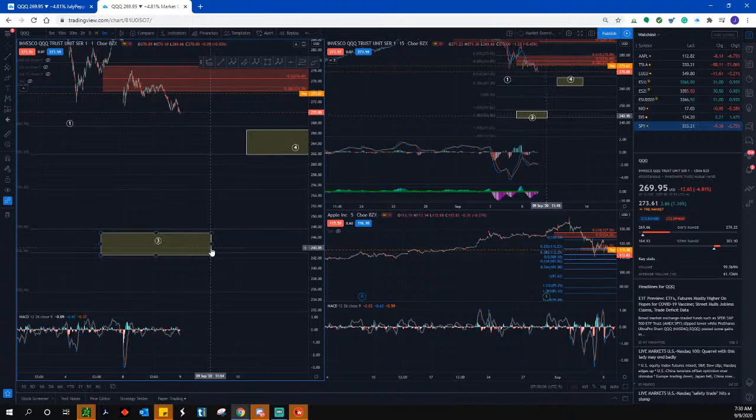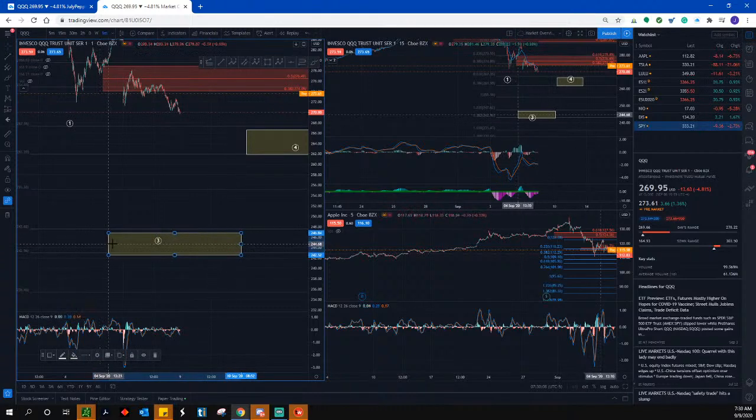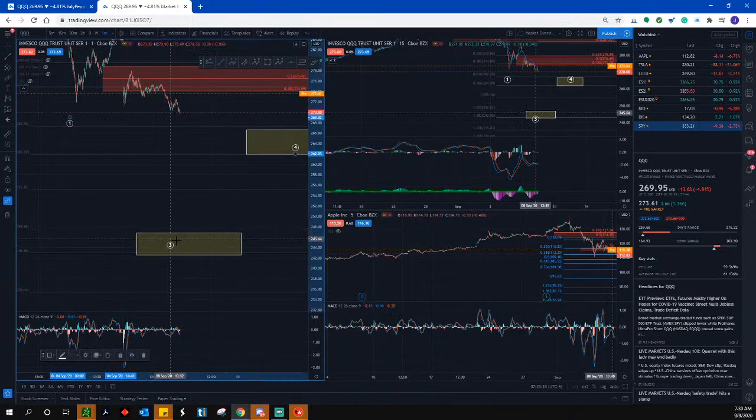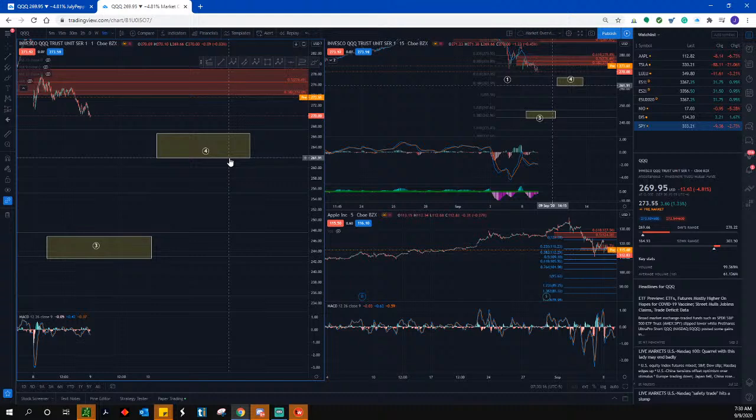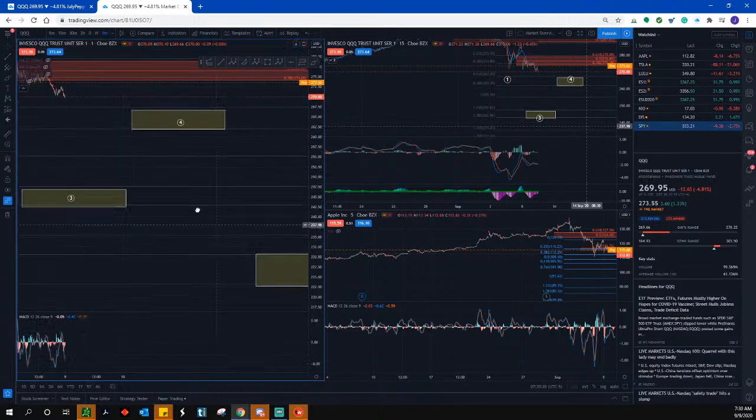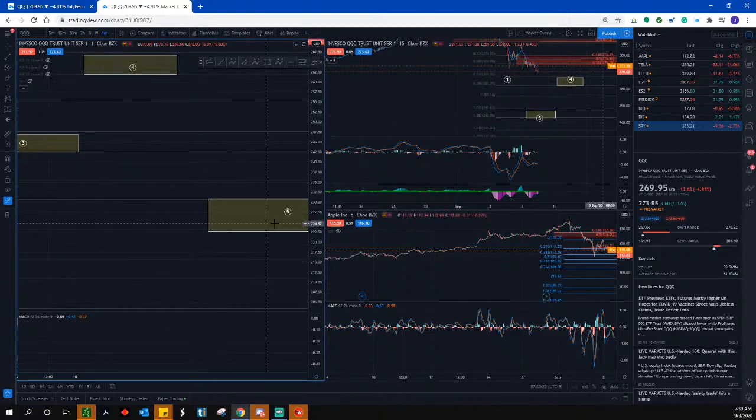I still think we go down here in a wave 3, which is your 242 to 246. Then we pulled back into a 261, 266 area for a wave 4. And then we finally finished the move off between 222 to 230 in a wave 5. That's what I'm tracking for QQQ.